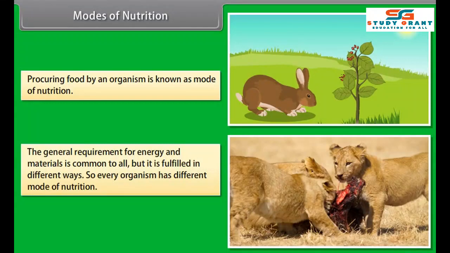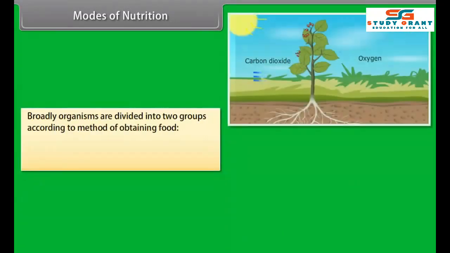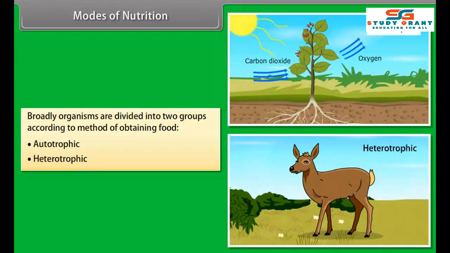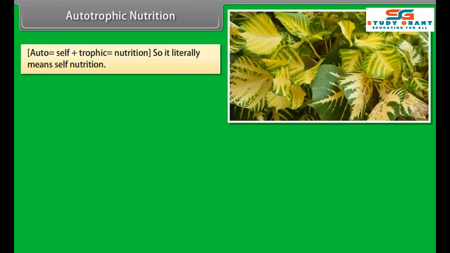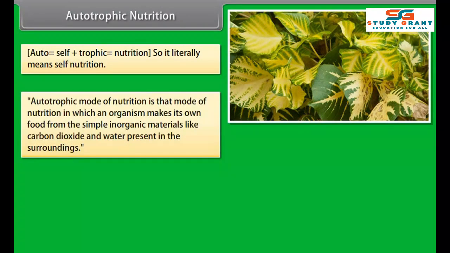Modes of nutrition. Procuring food by an organism is known as mode of nutrition. The general requirement for energy and materials is common to all, but it is fulfilled in different ways. So every organism has a different mode of nutrition. Broadly, organisms are divided into two groups according to method of obtaining food: autotrophic and heterotrophic.